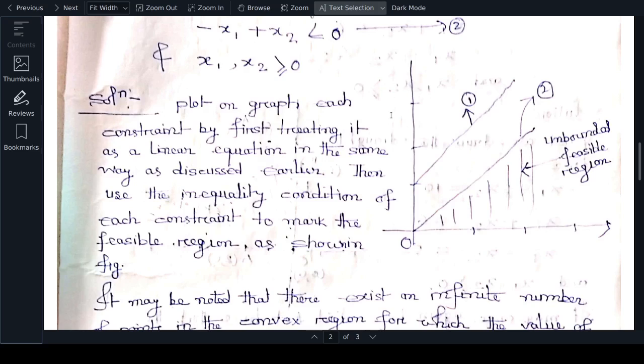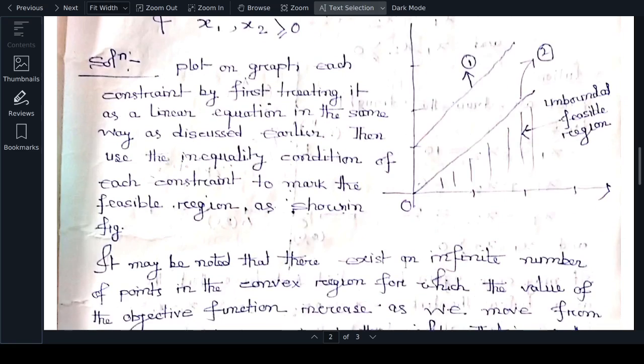And sometimes someone asks why the graph always lies in the first quadrant. Then you will see here in the given condition, x1 comma x2 greater than or equal to 0, means x1 is positive, x2 is also positive. So in which quadrant are both x1 and x2 positive? In the first quadrant. So for this region, the straight line lies in the first quadrant. So you see, this is the problem of unbounded solution.